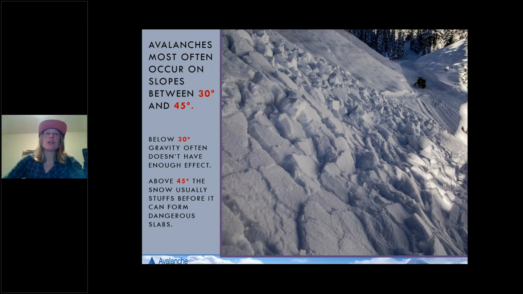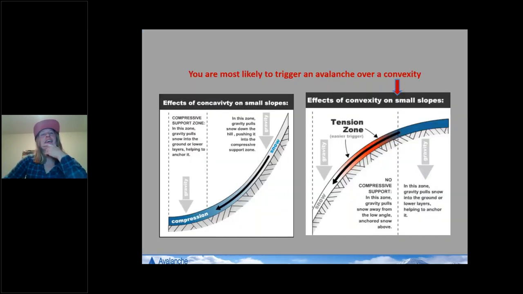And, you know, steeper than 45, things tend to slough off. You're not as likely to get dangerous slab avalanches, that sort of thing. So really, really learning your slope angles. And then, where are you most likely to trigger an avalanche?